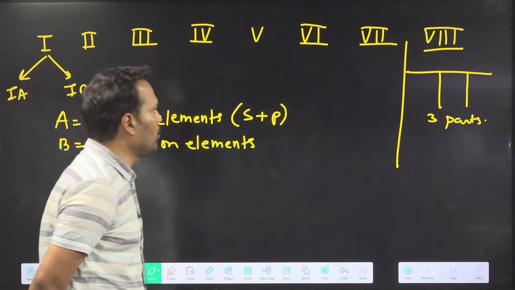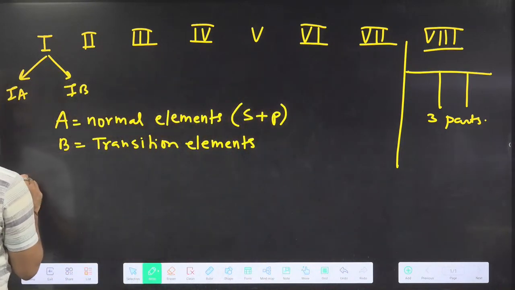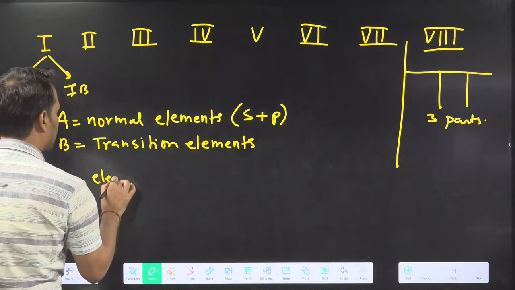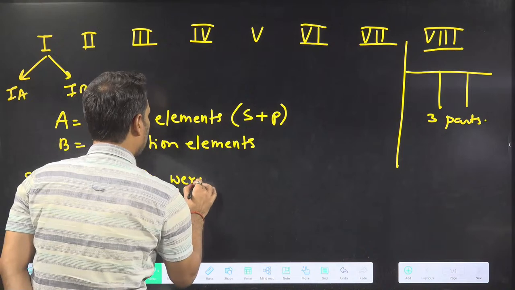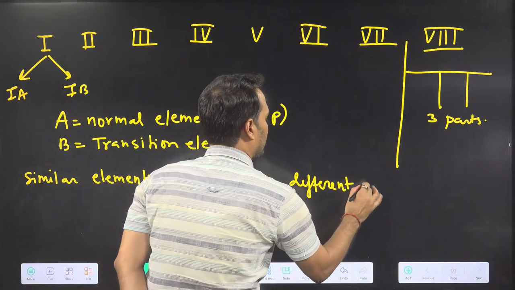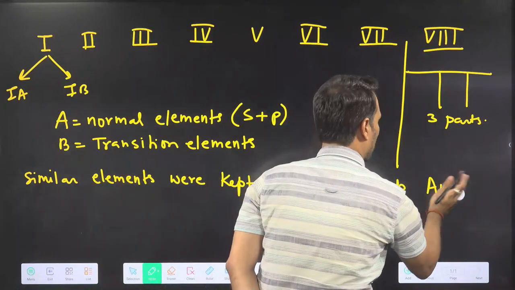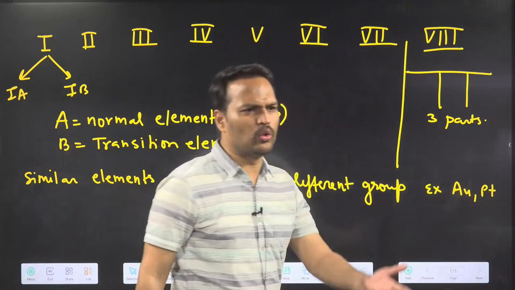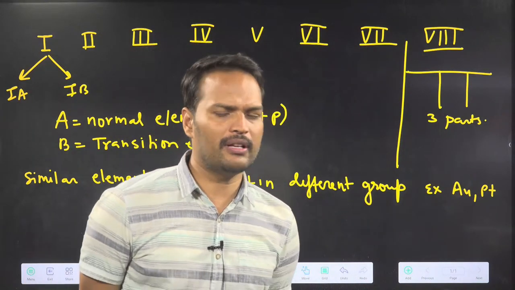So one, two drawbacks we can write more. One drawback can be written like this: similar elements were kept in different groups. Like you can check gold and platinum. Gold and platinum are both noble metals, we can say. They have similar properties and are less reactive. But you see once, everyone see the table.